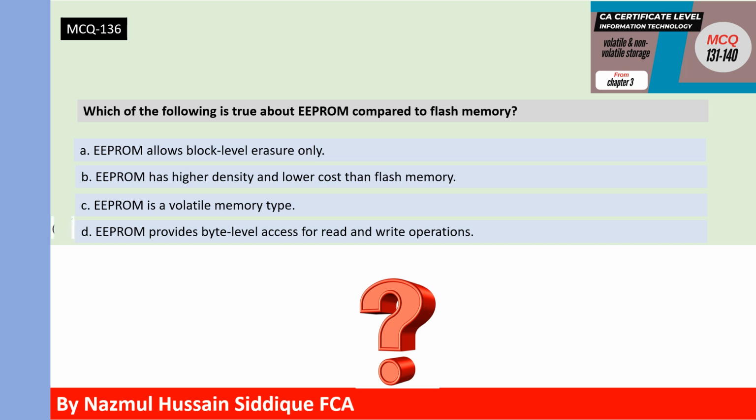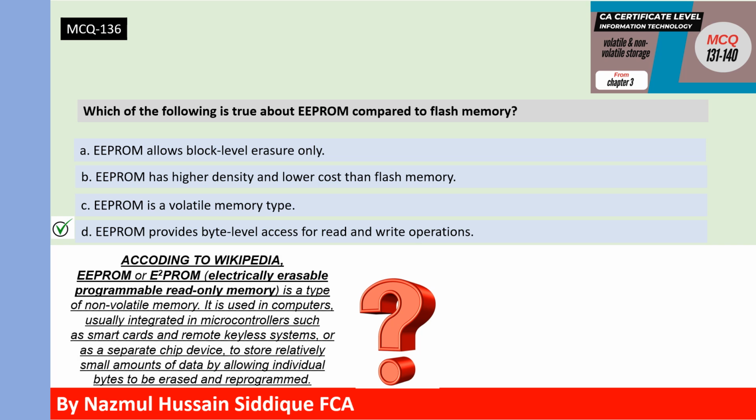The correct answer is option D. EEPROM provides byte level access for read and write operations. Now we shall try to know about EEPROM. According to Wikipedia, EEPROM, or E squared PROM, electrically erasable programmable read-only memory, is a type of non-volatile memory. It is used in computers, usually integrated in microcontrollers such as smart cards and remote keyless systems, or as a separate chip device to store relatively small amounts of data by allowing individual bytes to be erased and reprogrammed.